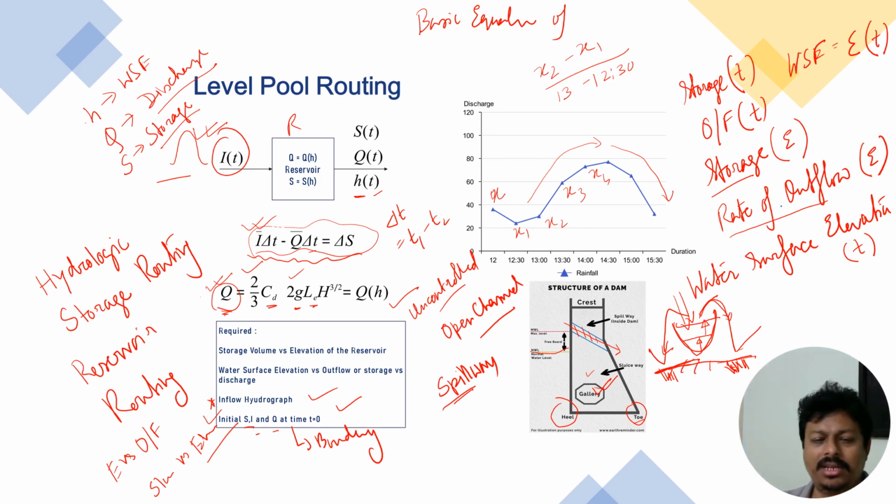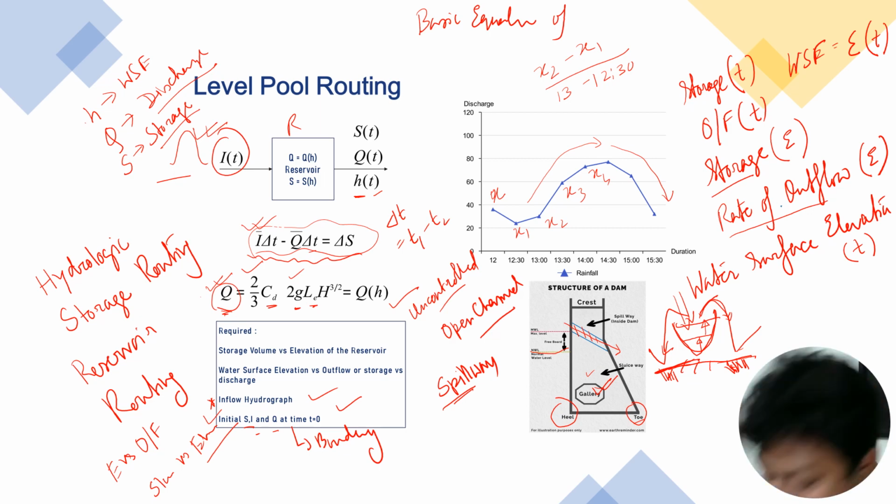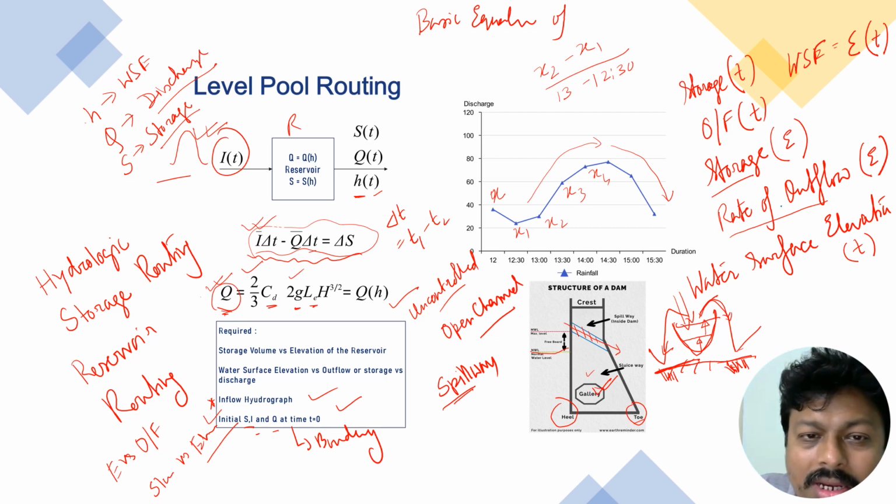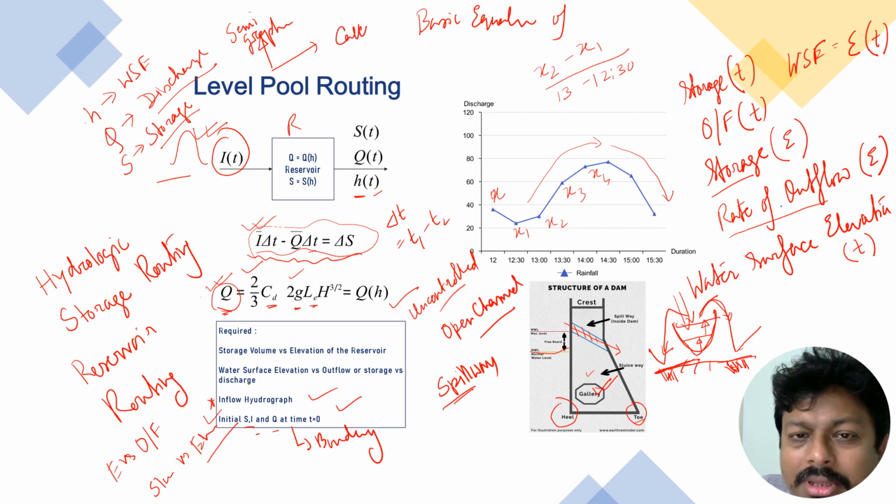That means at t equal to 0, whether any water is coming out or not, whether any water is coming out of outflow also. Okay, so this is what level pool routing is in brief. Level pool routing has two different methods of doing it. It has a semi-graphical method, and it also has a simple arithmetic calculation or calculation based method.